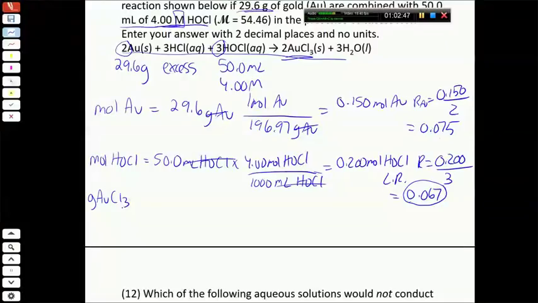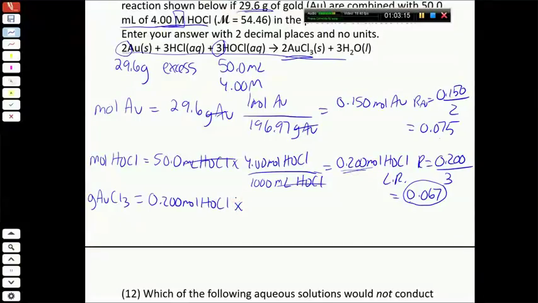So once we know what the limiting reactant is, any other calculation we do, whether it's determining the amount of product that forms, or the amount of the other reactant that is reacted with it, or anything about the chemical equation, we start with the moles of limiting reactant, which in this case is 0.20 moles of HOCl.